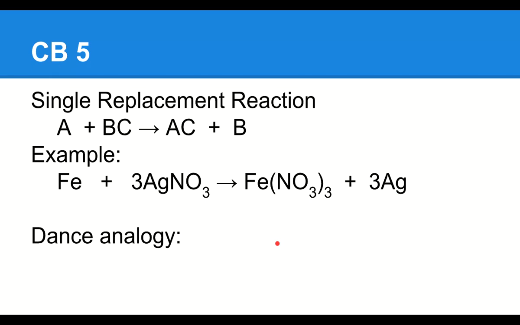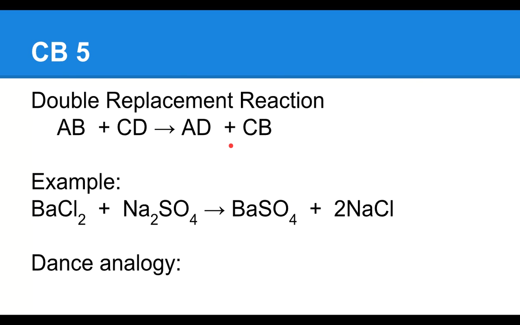So how's the dance analogy go with this one? Well, this one goes like this. B and C go to the dance together, and A goes to the dance by itself. Well, C sees A and says, wow, I think A is a lot more attractive than B. So C drops B and hooks up with A to form the compound AC. And B gets kicked to the curb and is now by itself. Sad story, but that's the way elements do things.